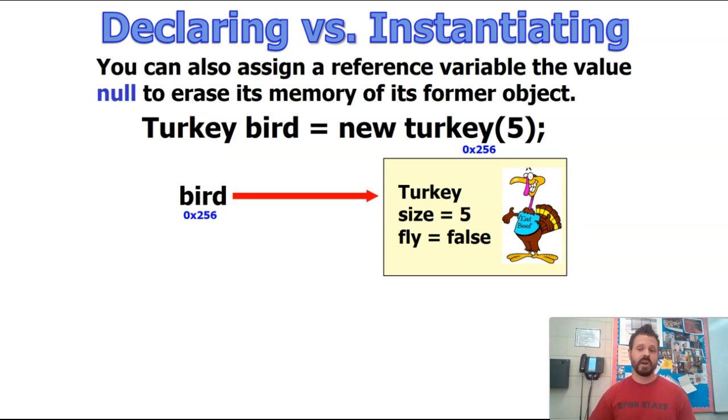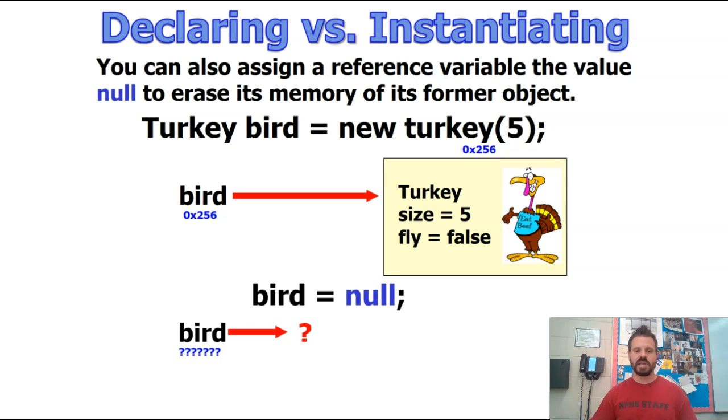We can also run that same process in reverse by unreferencing an object. You can also assign a reference variable the value null to erase its memory of its former object. So here, if I say turkey bird equals new turkey 5, we'll get the reference variable bird storing the address of a turkey object, pointing to the turkey object. And then if I run this code, if I say bird equals null, that's going to reassign the bird reference to nothing. It's going to eliminate that pointer. Now bird is a null reference, just like if we declared it without instantiating it.